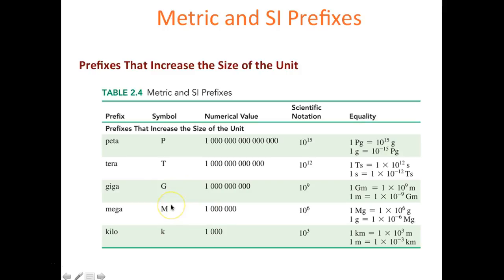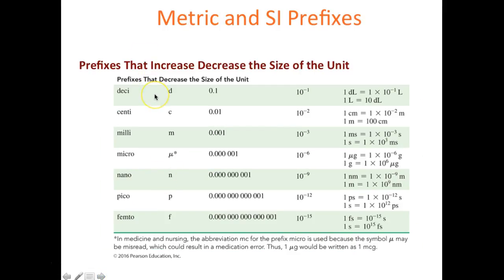The mega is 1 million times more than the base. 1 billion times more is the giga, and so on. These are not used as much. However, if you go to the next slide, these are used quite a bit, right? Especially the centi, milli, micro, nano, and so on, not so much the deci. So you need to know the equivalents. 1/10 of the base is deci. 1/100th is centi, 1/1,000th is milli, and so on.